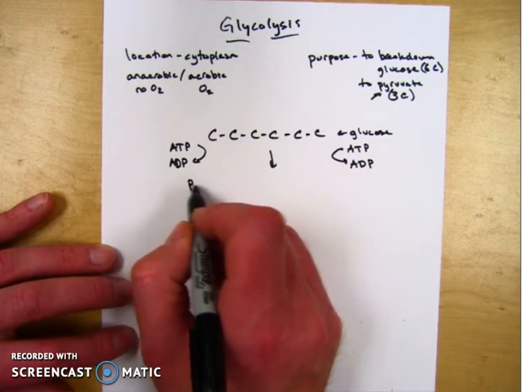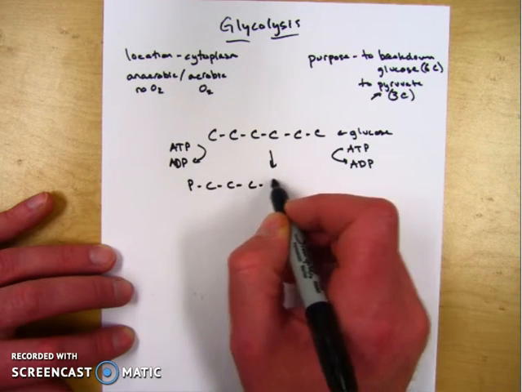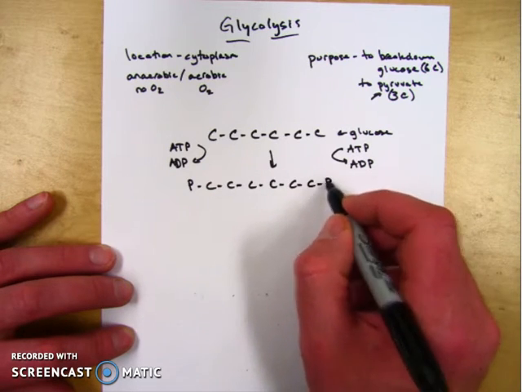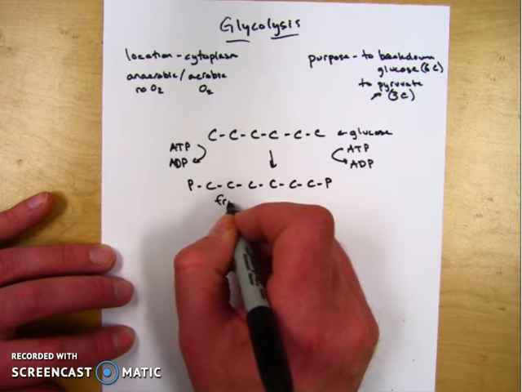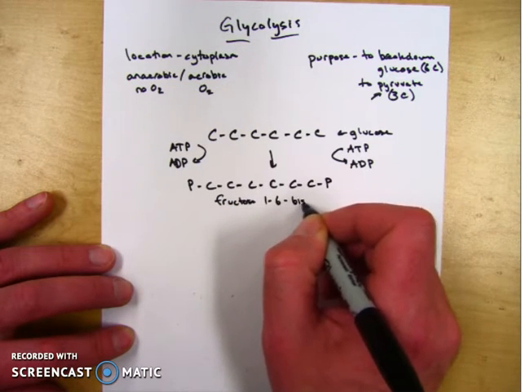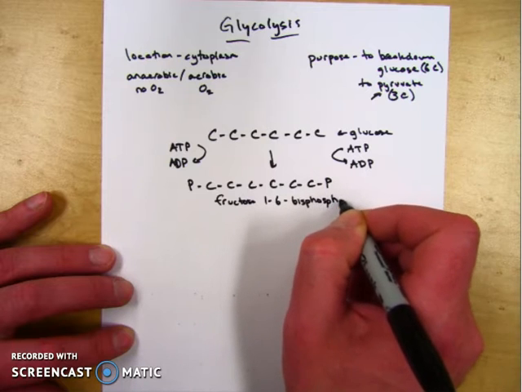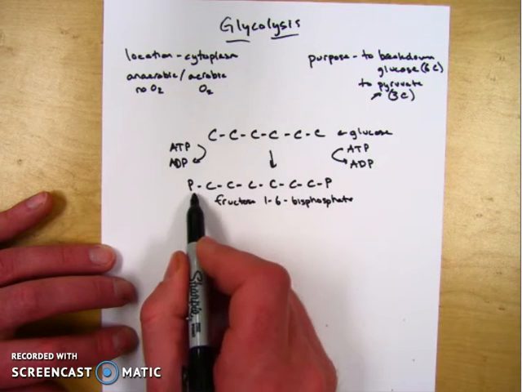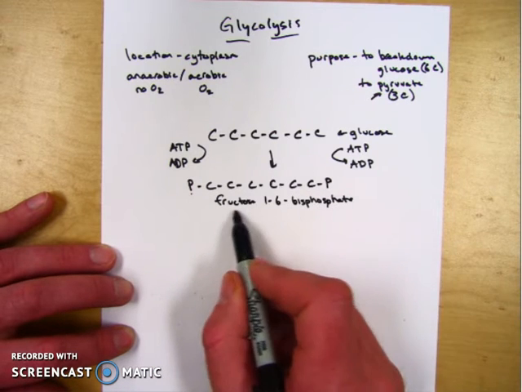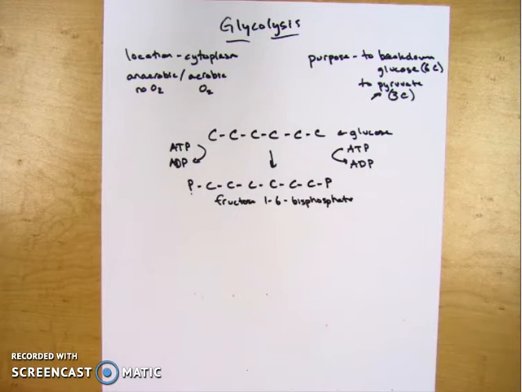and one will connect on the left, one will connect on the right, and it actually rearranges glucose into its isomer fructose to form fructose 1,6-bisphosphate. So the 1 and the 6 refer to the phosphate groups connected to the first and 6th carbon in this isomer of glucose called fructose.